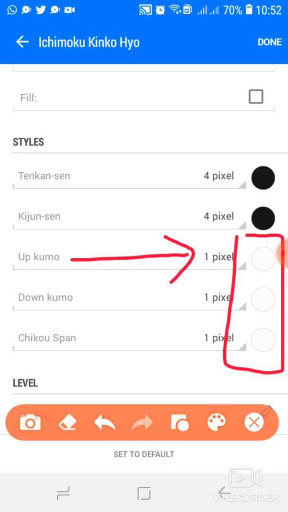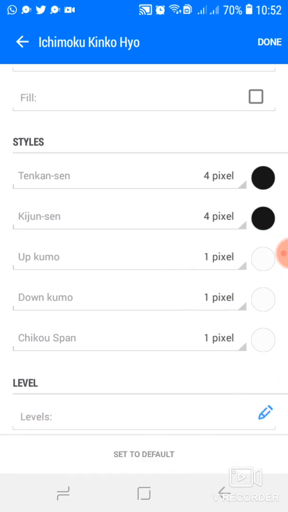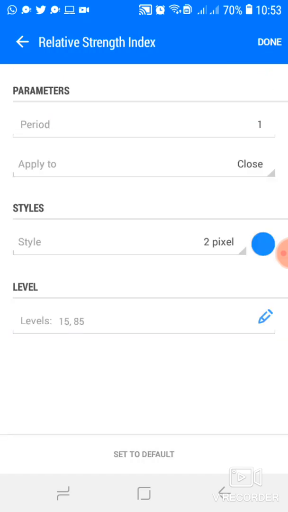So the above one, the Tenkansen and the Kijunsen, is what I need. Because my background is white, I made them black. If your background is black, make it white. Then these ones, if your background is black, also make them appear black, because we don't need them to appear on our chart. Therefore, you will say done, and you will go to relative strength index.